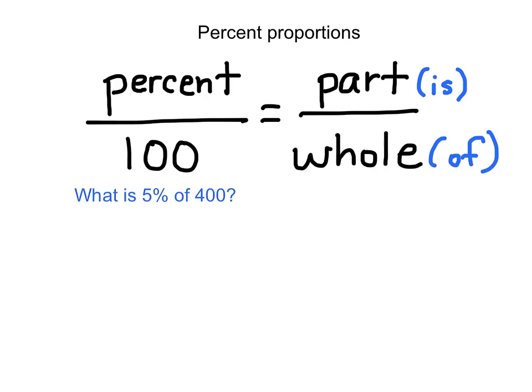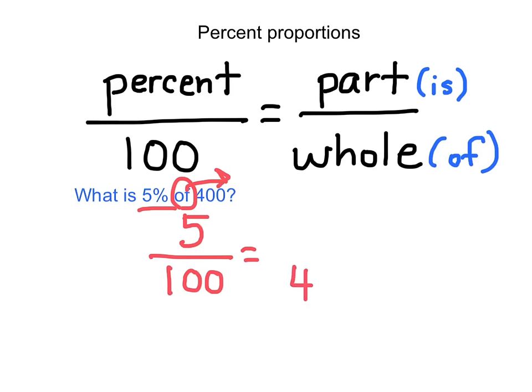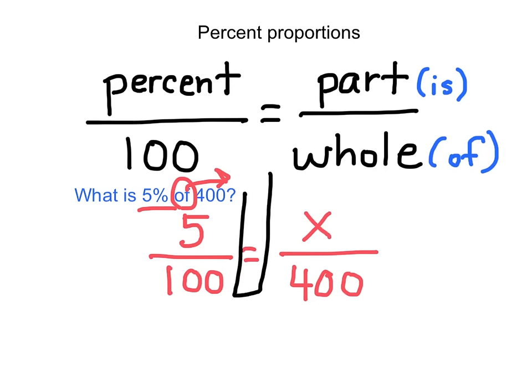Welcome back from pausing the video. First thing I notice is that 5% is my percent, so 5 goes over 100. My keyword is of. 400 follows that. So that goes where the whole amount is. So x goes over 400. And I like to use the giant 1. 5 times 4 is going to give me the answer of x, which is 20. So what number is 5% of 400? The answer is 20. How'd you do?